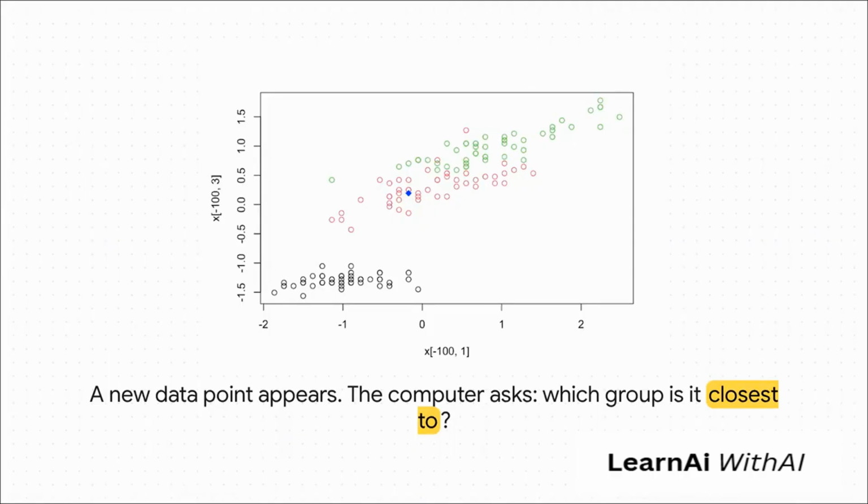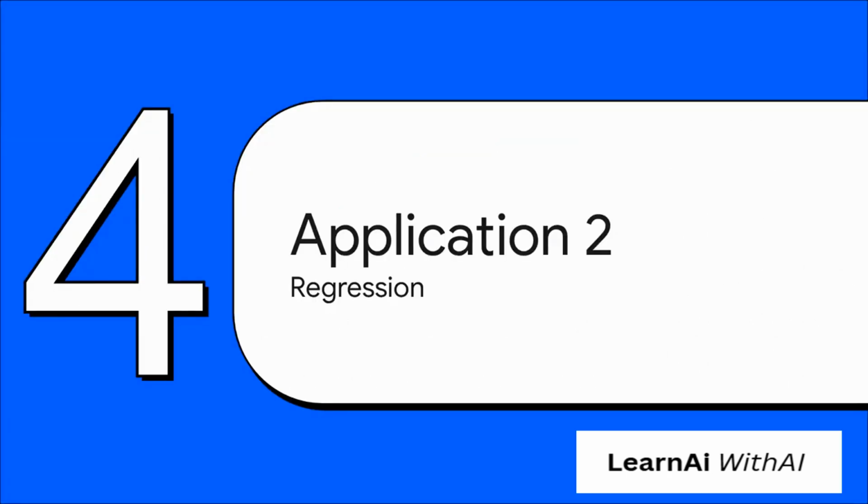Where does it belong? Well, the computer does exactly what you or I would do. It just measures the distance from the new diamond to its neighbors. And since it lands way closer to the red dots than the green or black ones, the computer makes a classification. It says, hey, this is almost certainly an apple. It really is that intuitive. So that's how we sort things into groups.